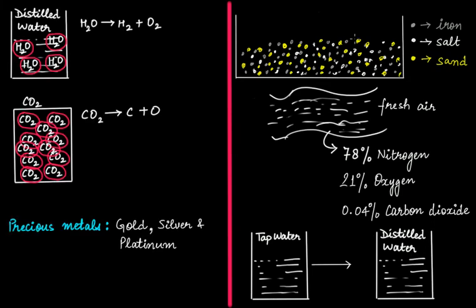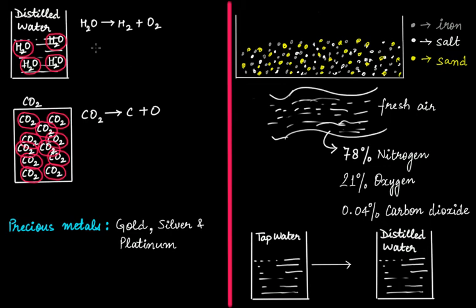So the three examples that we have seen here, the first one, the second one, and this third, tap water, are all mixtures. Mixtures are made up of two or more substances, and they are physically combined, not chemically combined. But let's take this example of distilled water. Distilled water is the purified form of tap water. It only contains H2O, H2O, H2O, and that's it.